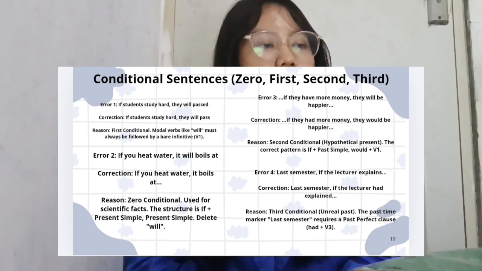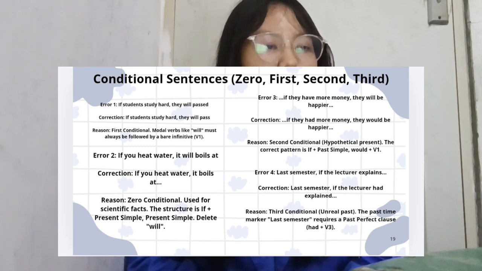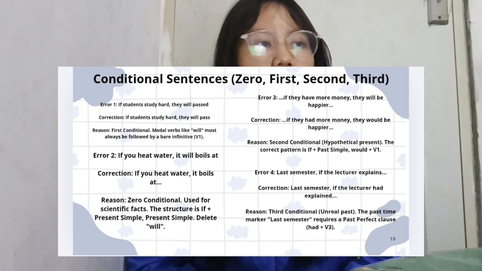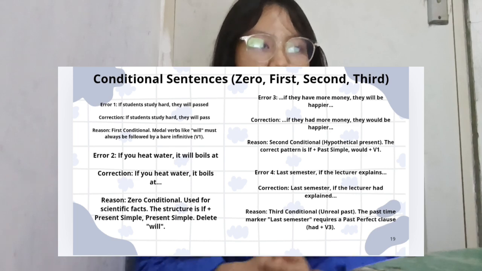Error 4: Last semester if the lecturer explained. Correction: Last semester if the lecturer had explained it. Reason: Third conditional, unreal past. The past time marker 'last semester' requires a past perfect clause: had plus verb 3.